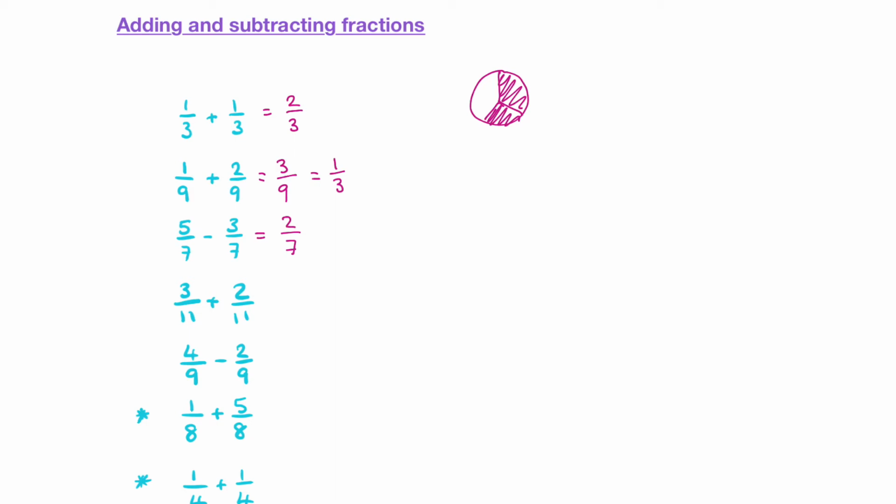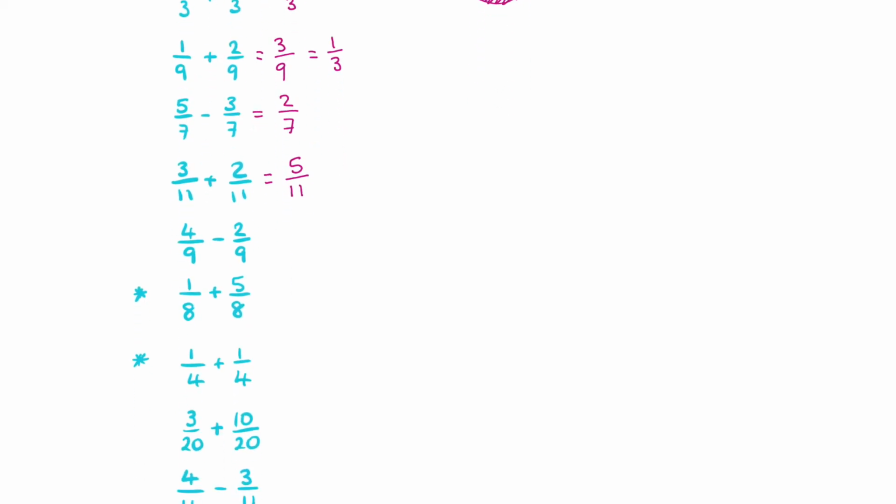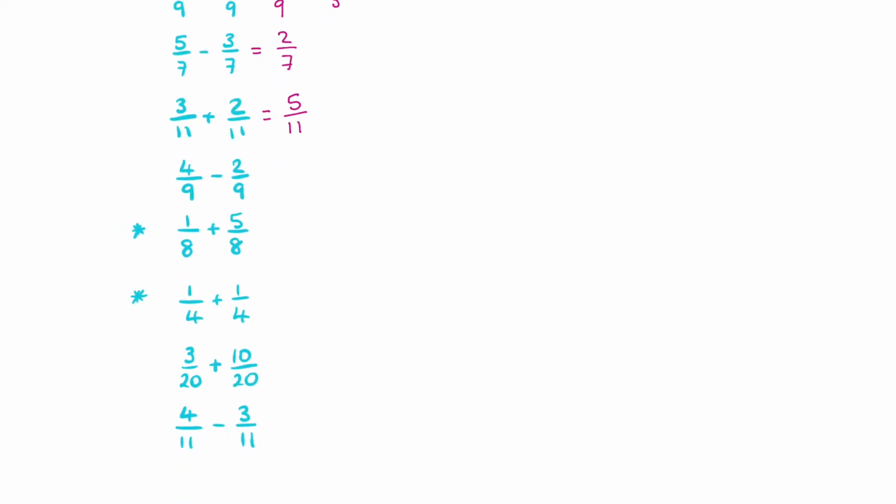So the next one anyway. 3 elevenths and 2 elevenths. Elevenths are just things. So we've got 5 of them all together. So it's 5 elevenths. Okay. Just going to whiz through a few more of these. 4 ninths, take away 2 ninths. Or if you've got 4 of something and you take 2 away, you're going to have 2 left, aren't you?